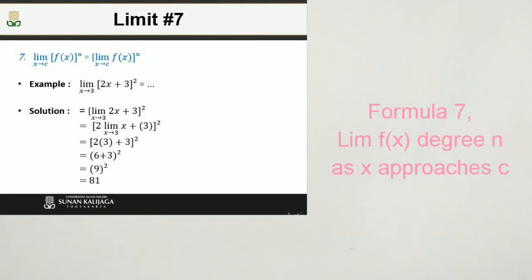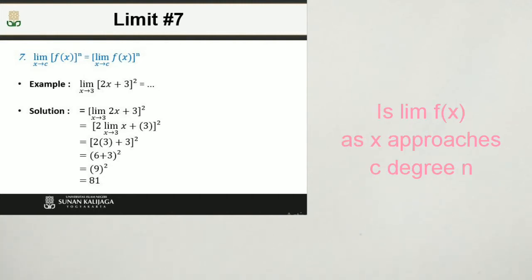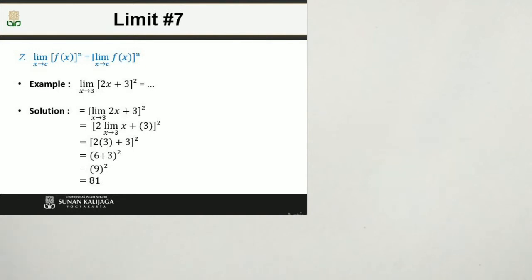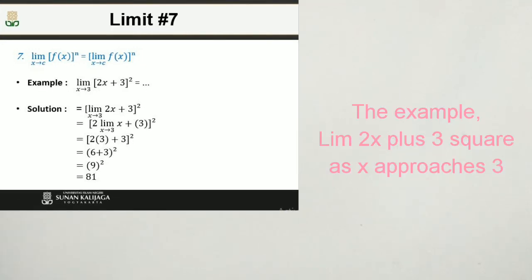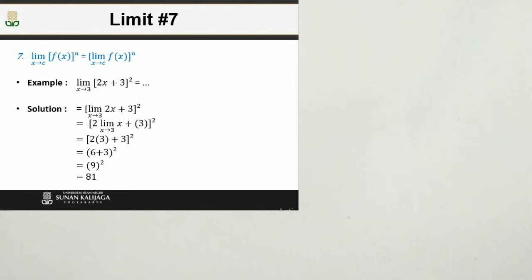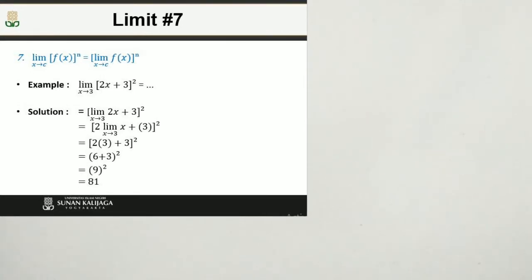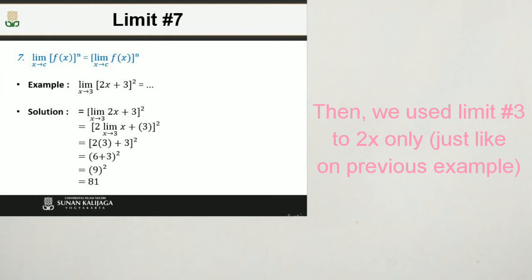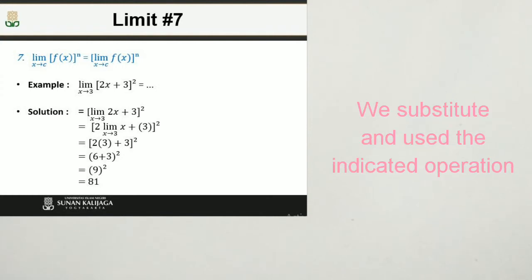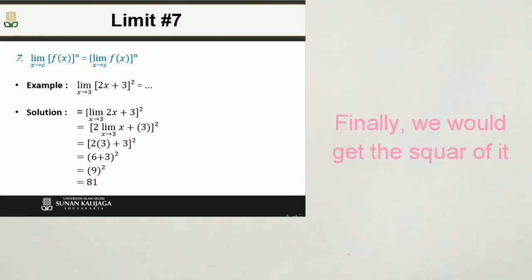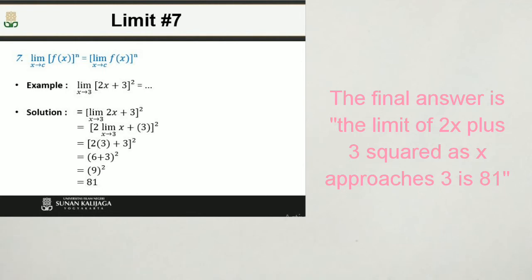Formula 7. Limit of f(x) to the degree n as x approaches c is limit of f(x) as x approaches c to the degree n. The example, limit of (2x plus 3) squared as x approaches 3. The solution, we use limit 7, then we use limit 3 on 2x only, just like the previous example. We substitute and use the indicated operation. Finally, we would get the square of it. The final answer is the limit of (2x plus 3) squared as x approaches 3 is 81.